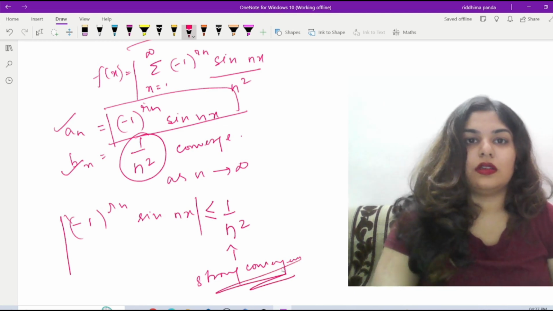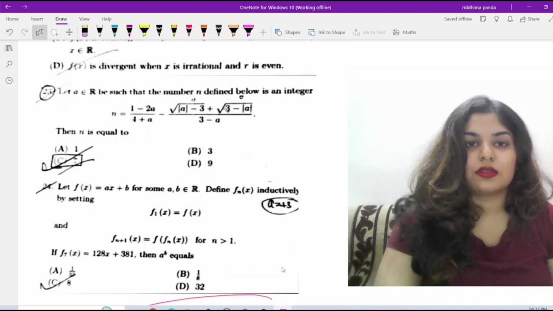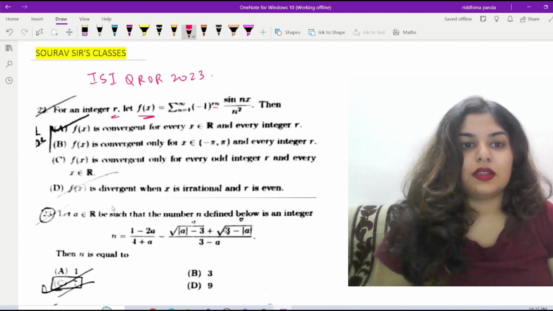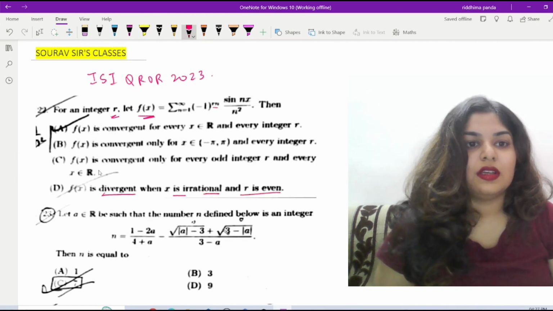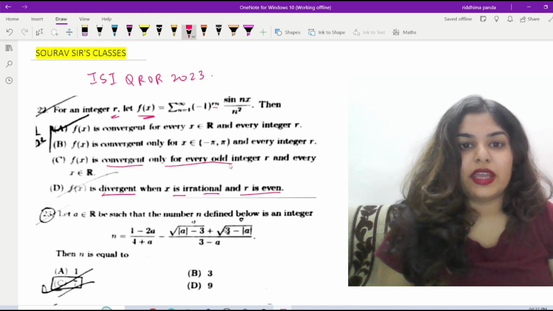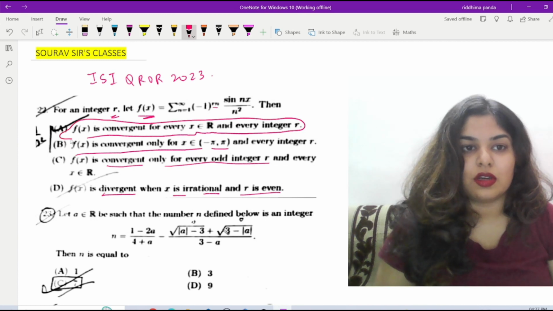So if we check the options, f(x) is divergent when x is irrational and r is even. f(x) is convergent only for every odd integer r. f(x) is convergent only for x belonging to (-pi, pi). f(x) is convergent for every x belonging to R and every integer r. So this is the correct answer, that is option A.